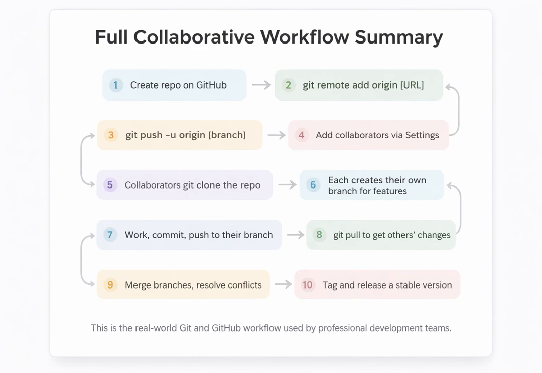They work, commit, and push their branch to GitHub. When they need to get updates from the server, they use git pull or git fetch. When features are ready, branches get merged, and any conflicts get resolved manually. Finally, when everything is stable and tested, you tag a release and publish it. This is the real-world workflow used by professional development teams every single day.